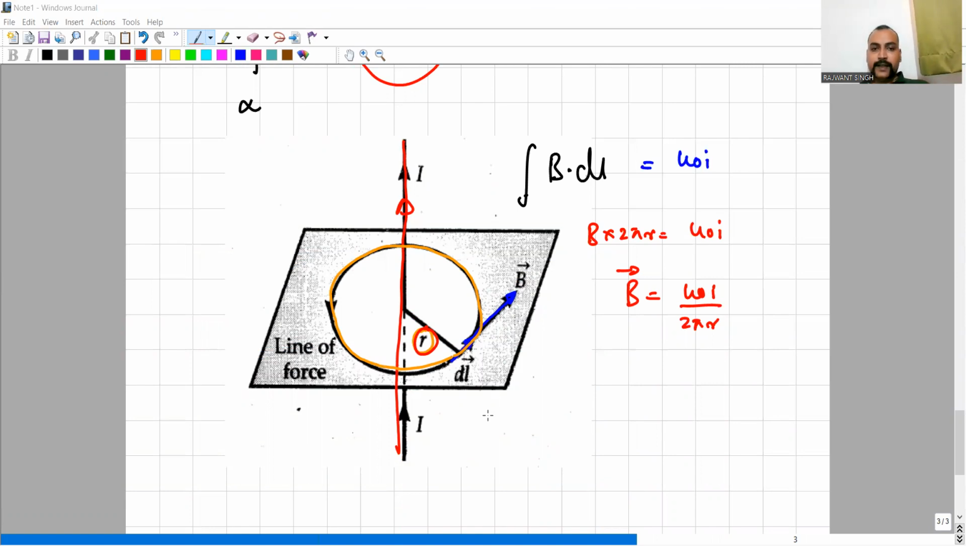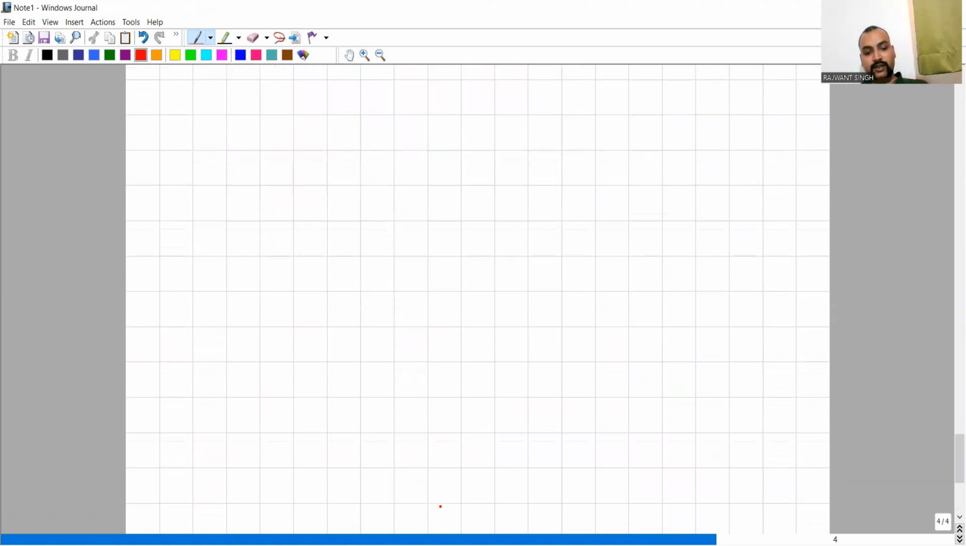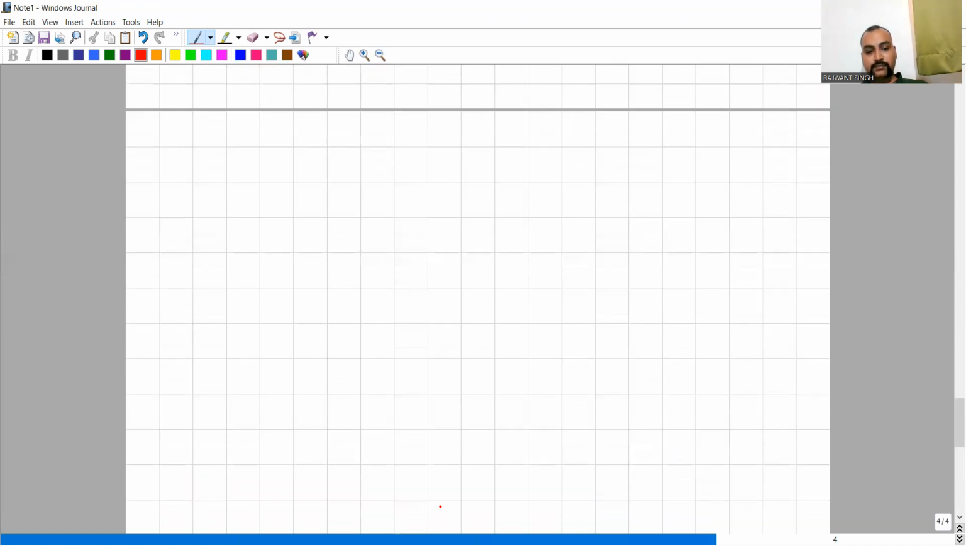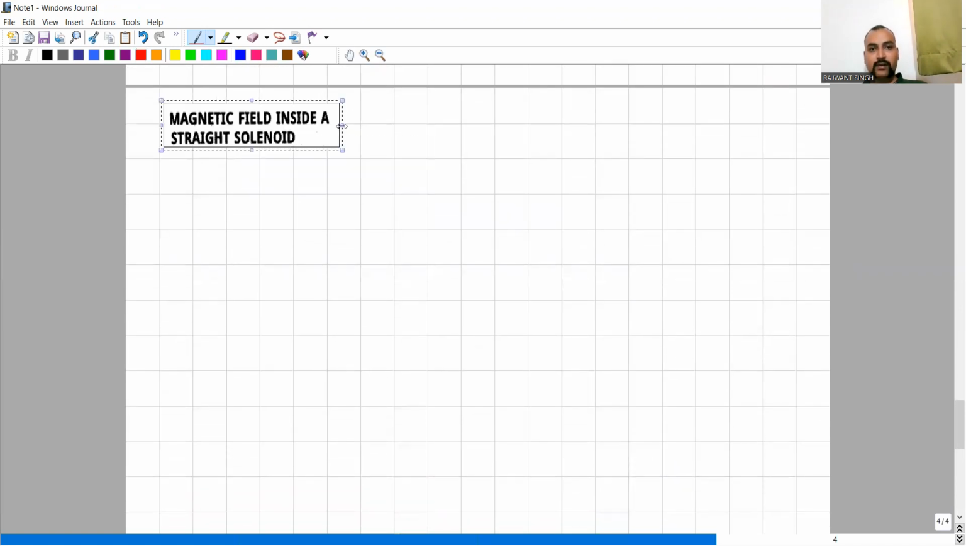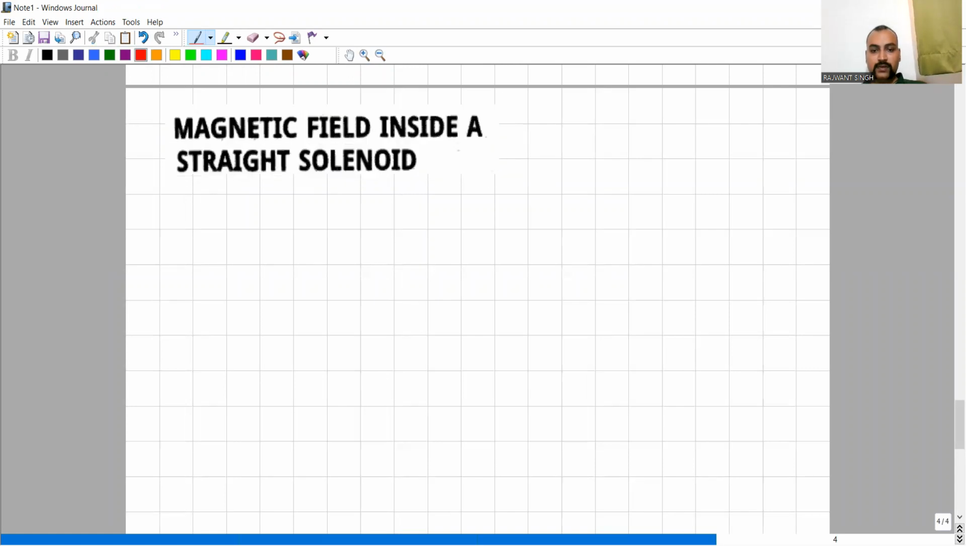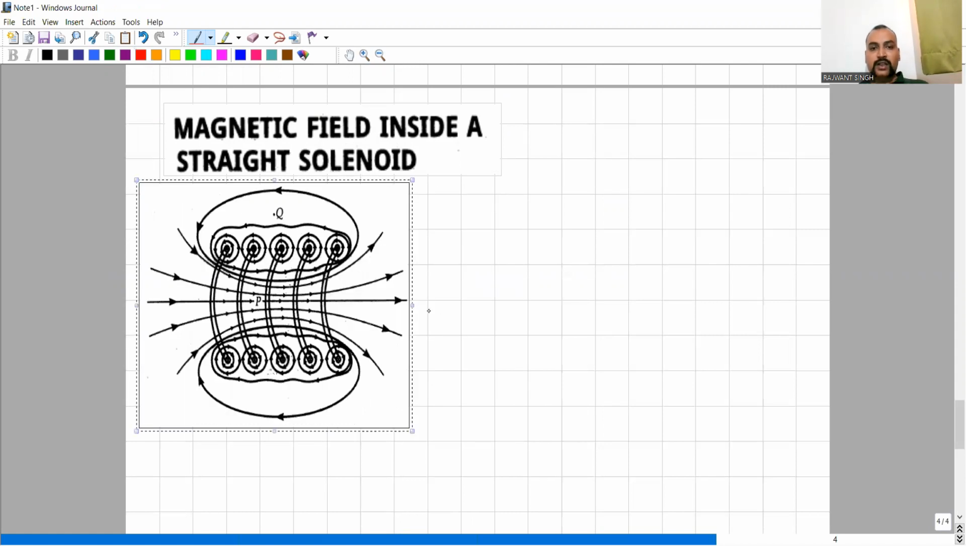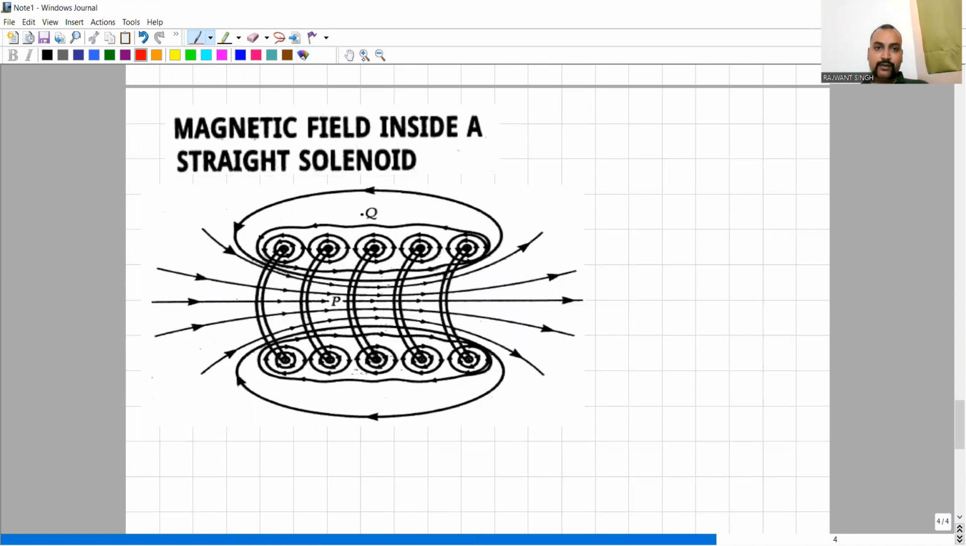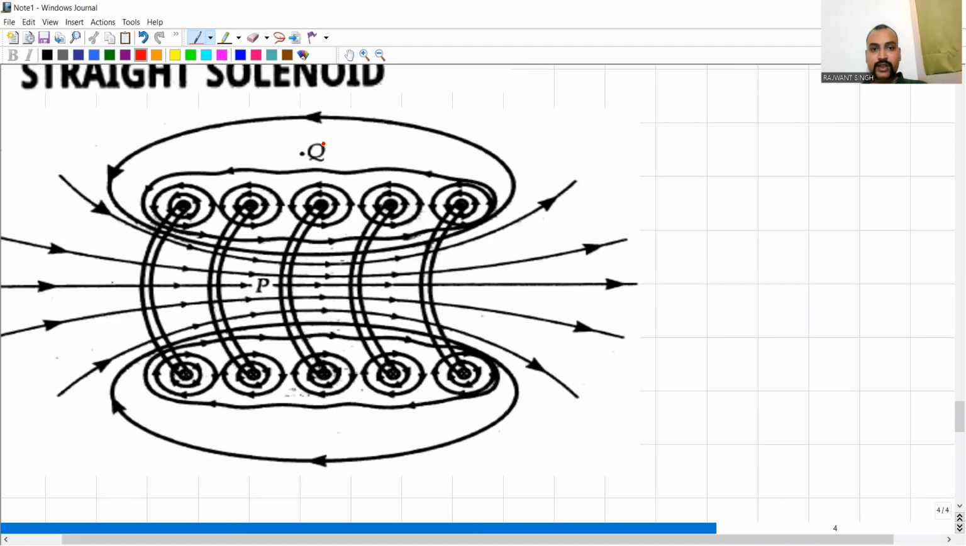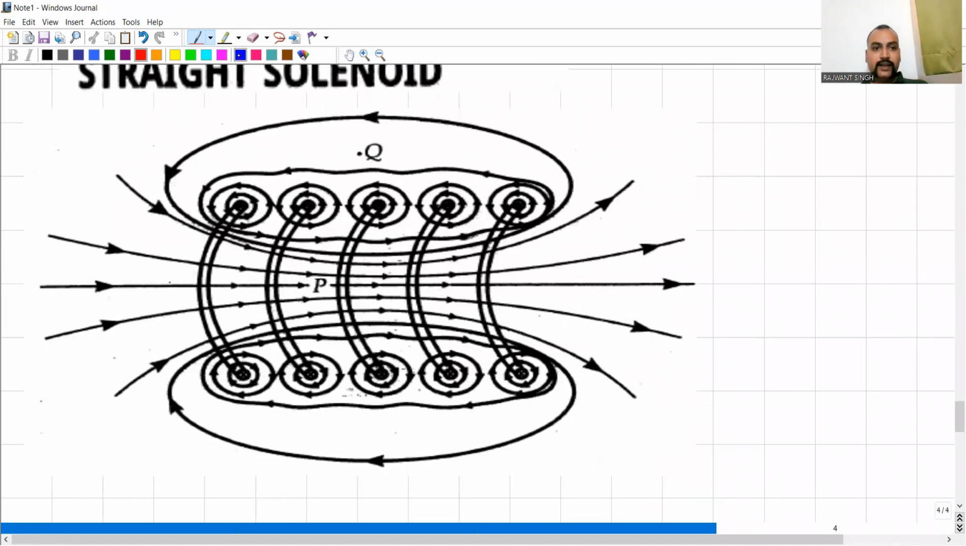Okay. Next, we move to finding the magnetic field inside a solenoid, a straight solenoid. Now, what is a solenoid? Let's see what a solenoid looks like. First, you have to visualize how the solenoid looks and where the magnetic field is. This is very important, so take your time and draw the figures if you want to. This is our solenoid, which is also an electromagnet. You have done electromagnets in your junior classes. So look at this diagram carefully.